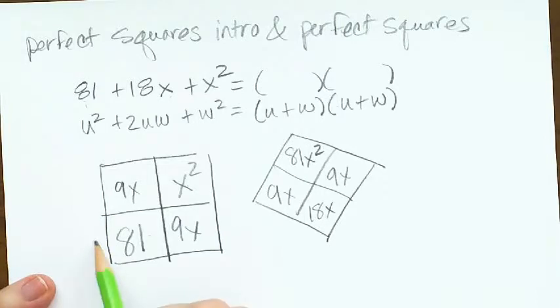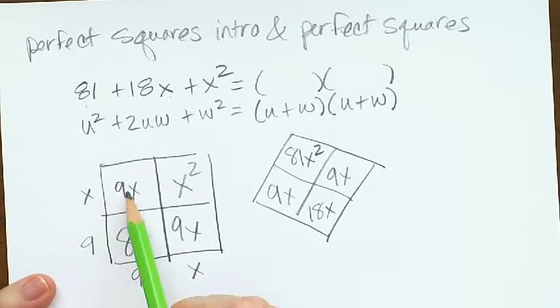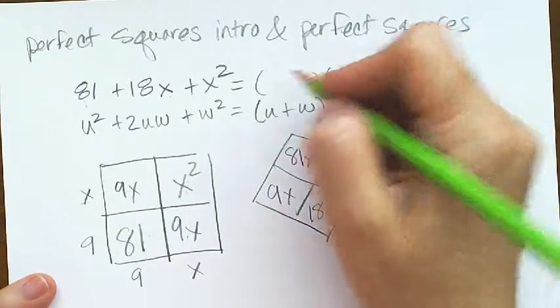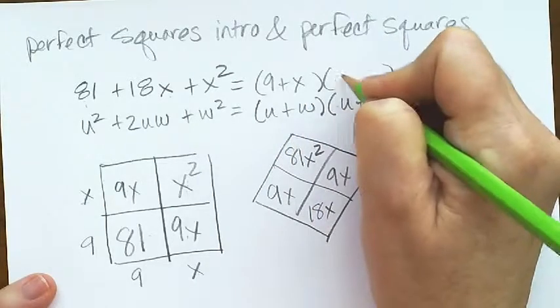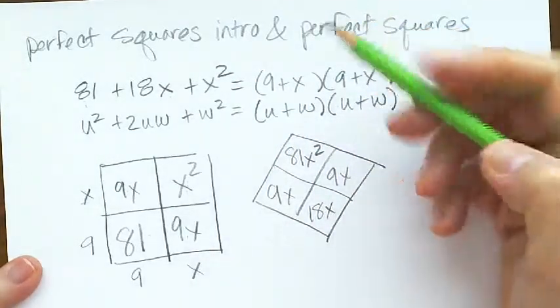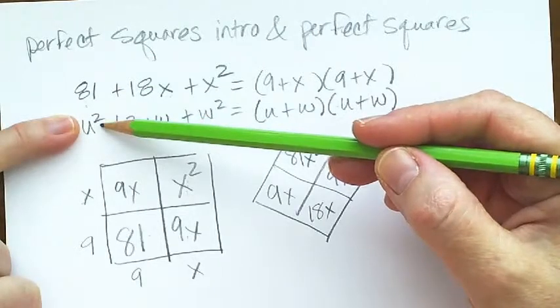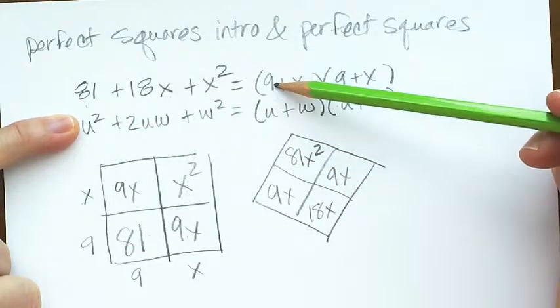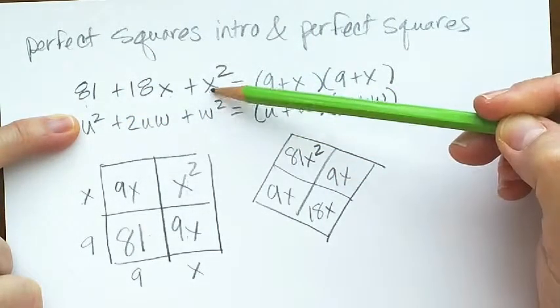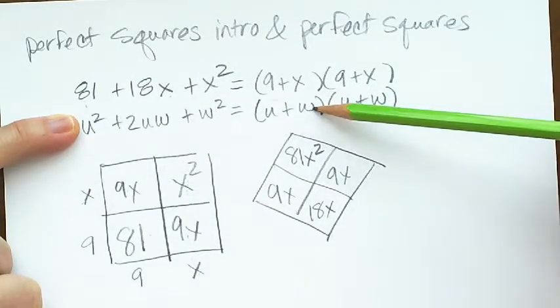But if I were doing this, it would be 9 times 9 and x times x. 9 times 9 is 81, x times 9 is 9x, here's another 9x, and here's x squared, so that would factor into 9 plus x times 9 plus x. And many of you, I just coached you and said, okay, if u squared is 81, what's u? And you chose 9. Or if x squared is w squared, what's w?